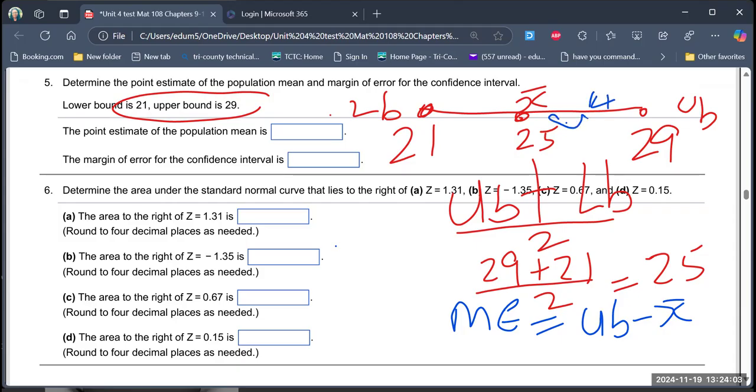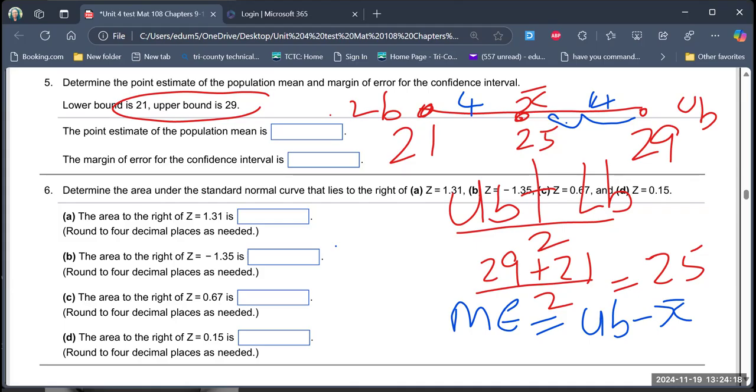This is the margin of error, the distance between the upper bound and X bar. Likewise, X bar minus the lower bound is 4 too. So that is the margin of error.